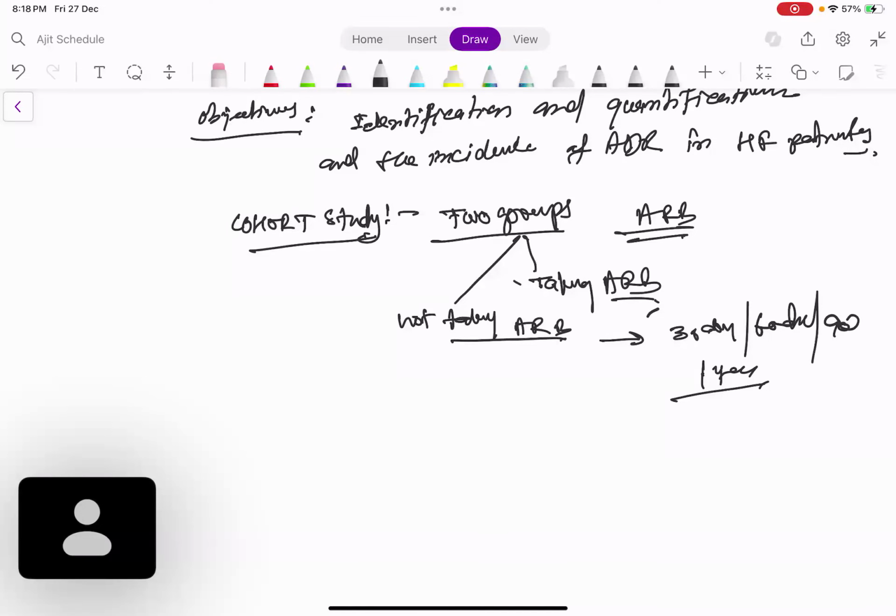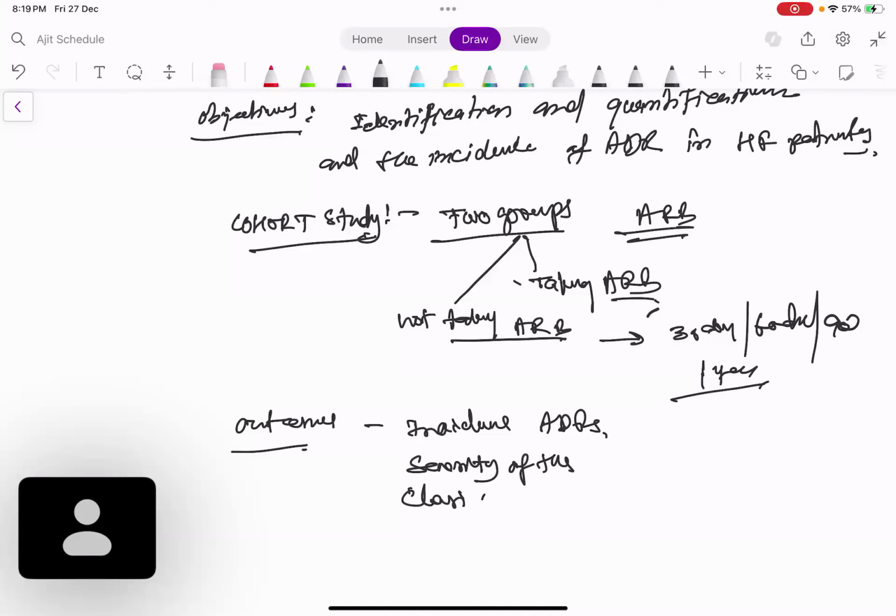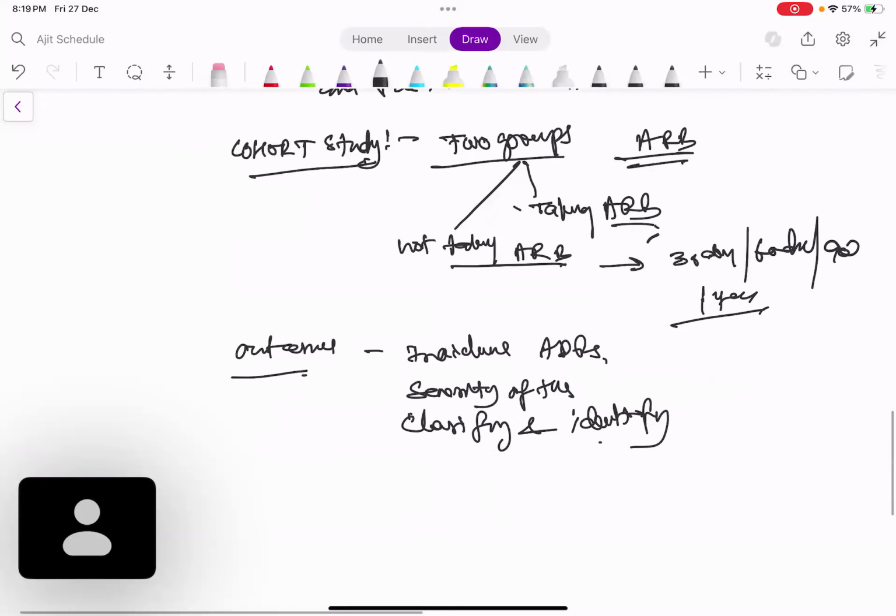The outcome of this study will be, first of all, the incidence of ADRs, how many ADRs there are. Then you will quantify the severity of the ADRs. But before that, you have to classify and identify the ADRs, and check what type of ADRs in what quantity. Then you can go for severity assessment. This is the simplest one.